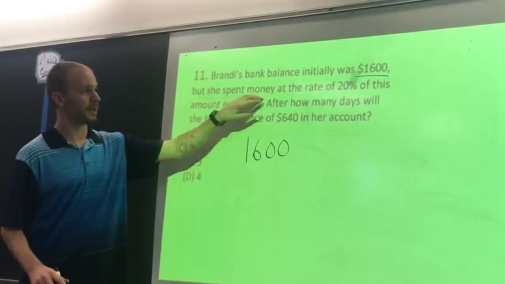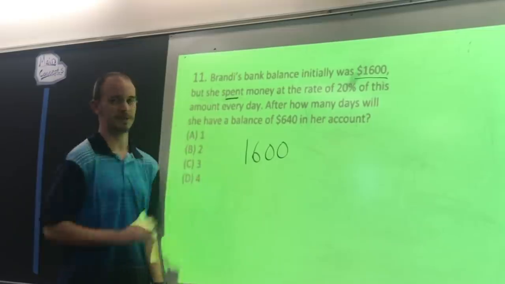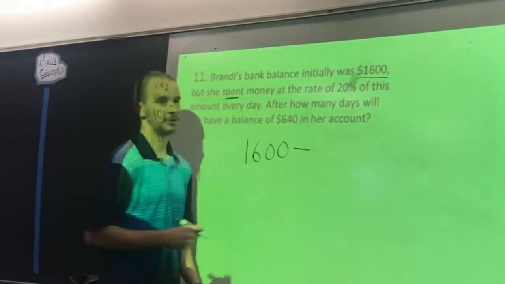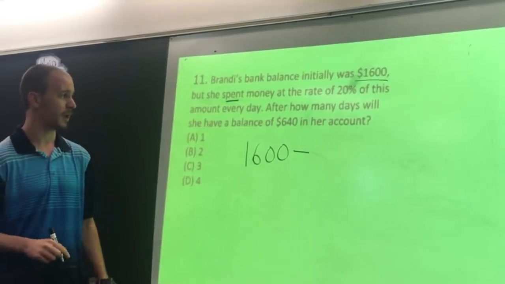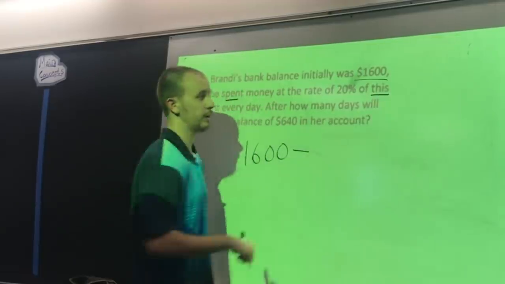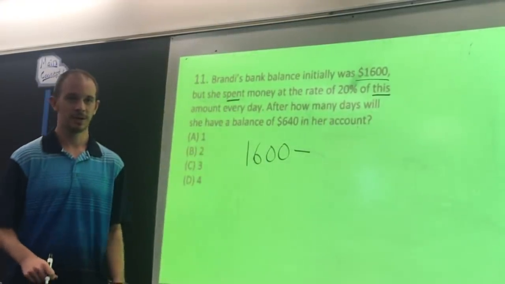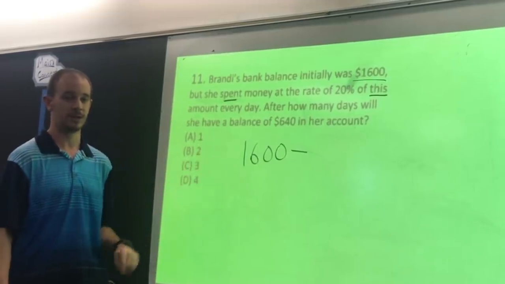But she spent money at a rate of 20%. Spent money. That means she's losing, that's subtracting. If you're spending money, you're giving up your money to somebody else. At a rate of 20% of this amount every day. Now the big key word here is 20% of this amount. She's not spending whatever she has left over, she's spending 20% of 1,600.